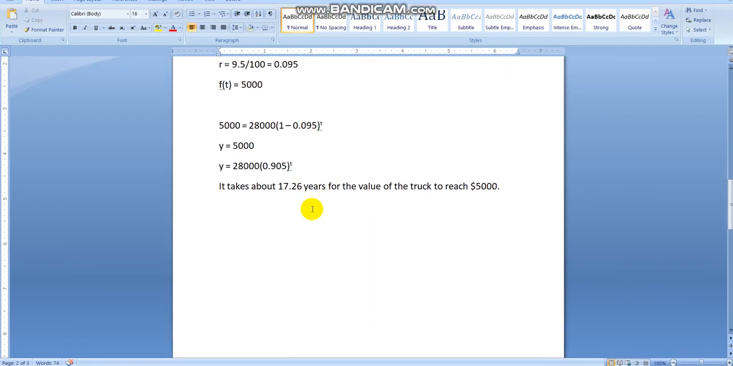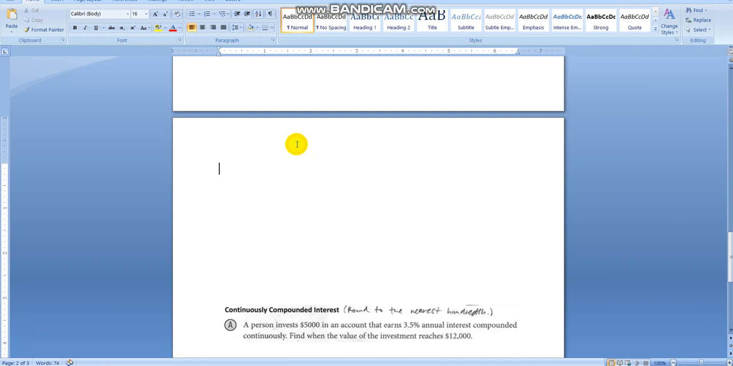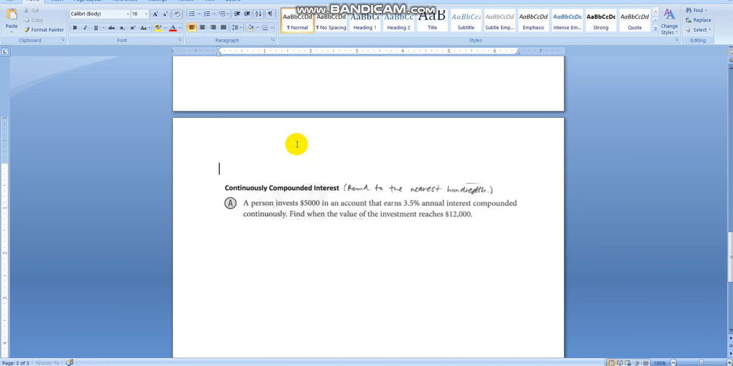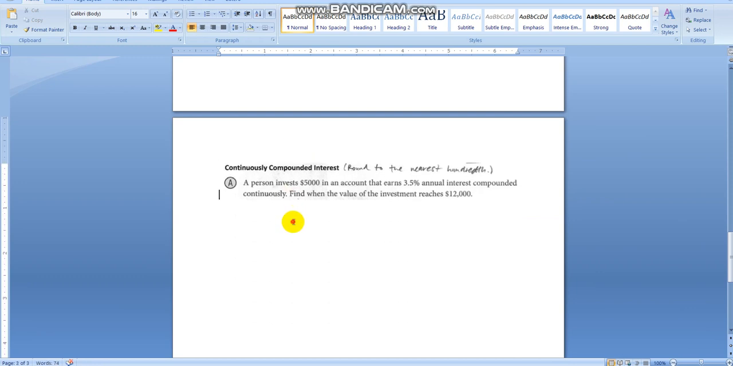Okay, last one. This one is continuously compounded interest. A person invests $5,000 in an account that earns 3.5% annual interest compounded continuously. Find when the value of the investment reaches $12,000. So what we have here is another formula: v of t equals p e, raised to the rt.